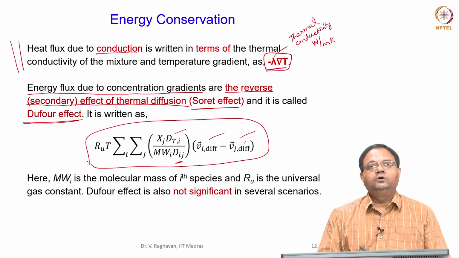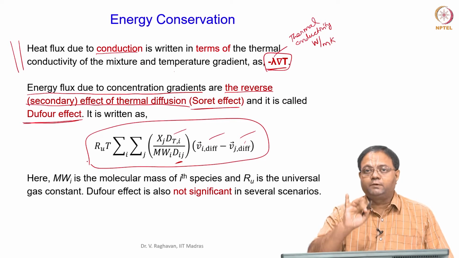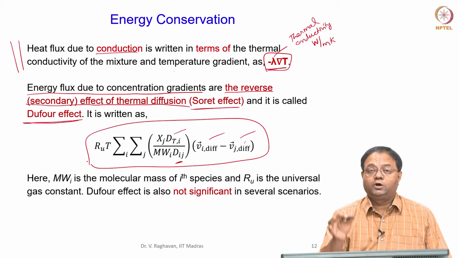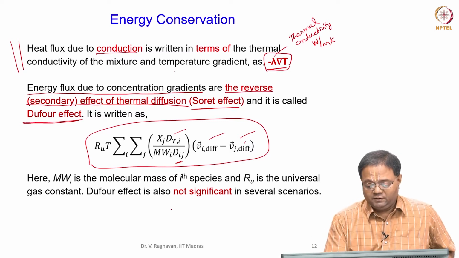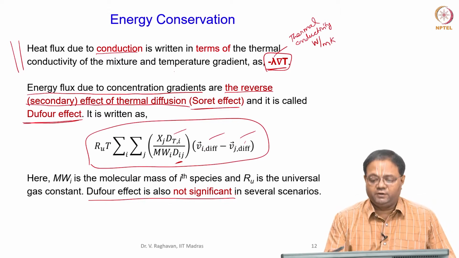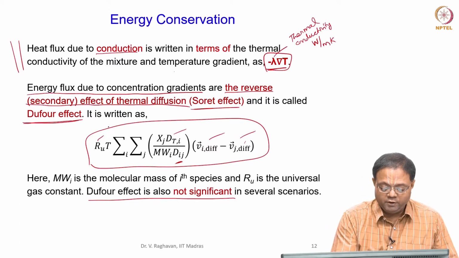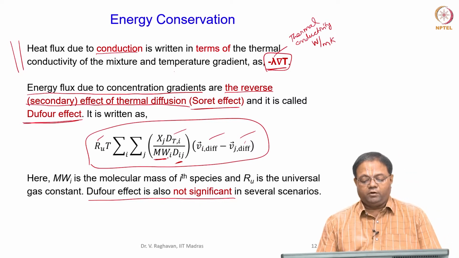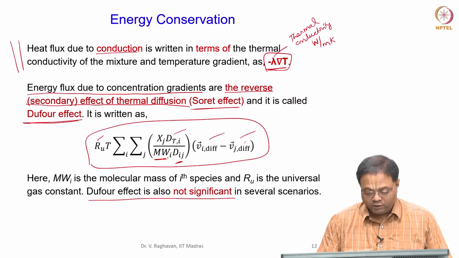the reverse of the Soret effect, where we saw that due to the temperature gradient species diffusion was happening, but here due to the concentration gradient energy flux is happening. Okay. But in several cases this Dufour effect is not significant, so we need not take it into account. As I told you, Ru is the universal gas constant and MWi is the molecular mass of the ith species. Okay. So, these are the terms.